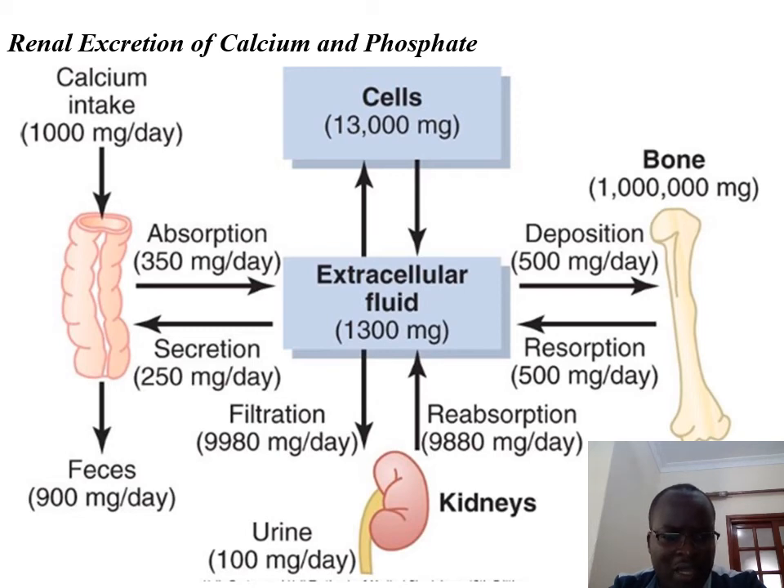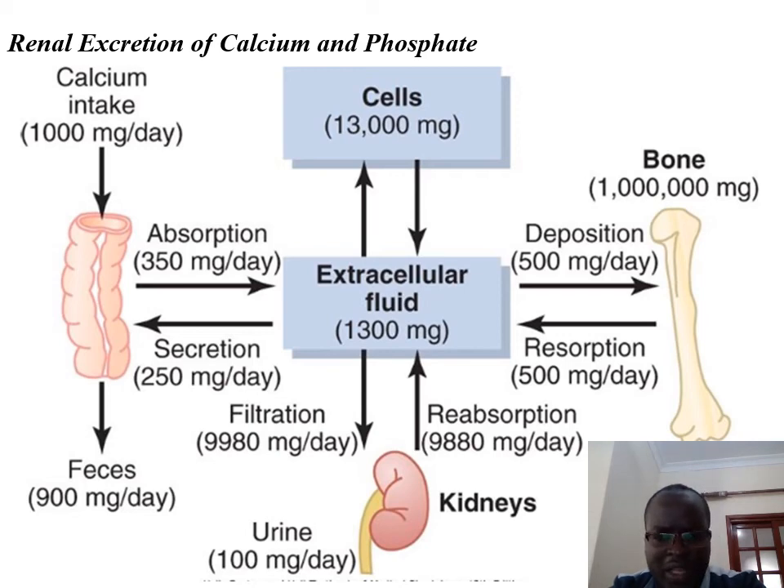350 milligrams is being absorbed in the GIT to go into the extracellular fluid compartment. Then you are also secreting about 250 milligrams per day. So the overall absorption of calcium is only 100 milligrams per day, which means that what is being excreted here is 900 milligrams. Out of this 1,000, what you're absorbing is only 100 milligrams. Then the 900 milligrams is excreted in the fecal material.